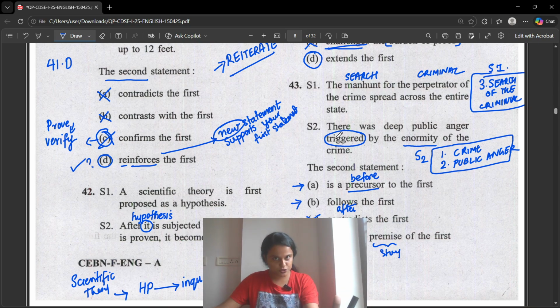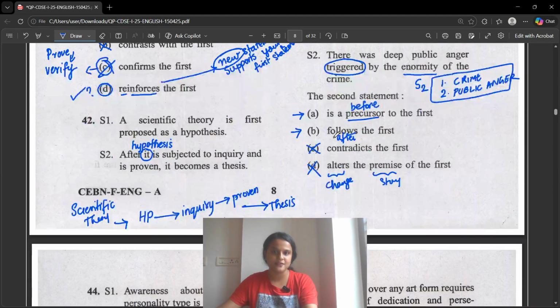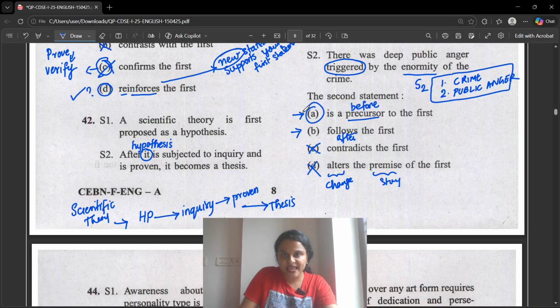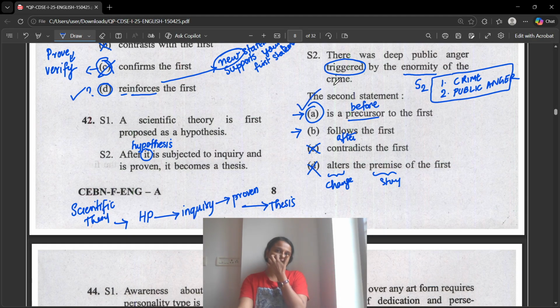Okay. So statement 2 happens chronologically first. Then happens the manhunt. So therefore, statement number 2 happens before statement number 1. Therefore, A is the answer, precursor to the first. Be very careful, read the question properly, and see, this is where I told you.